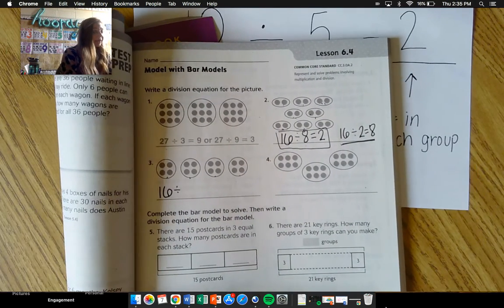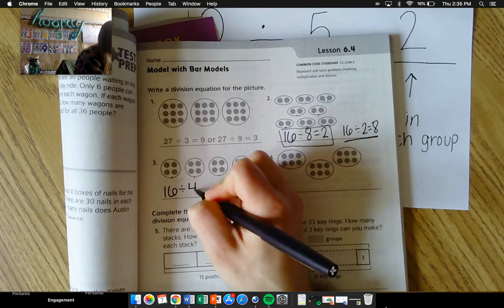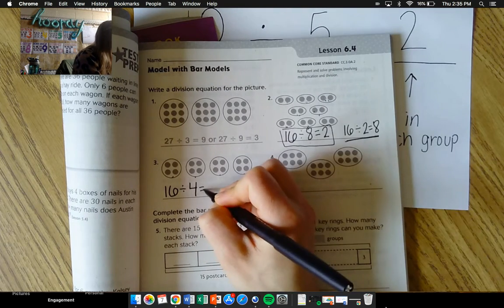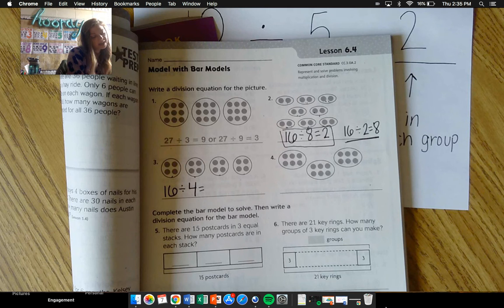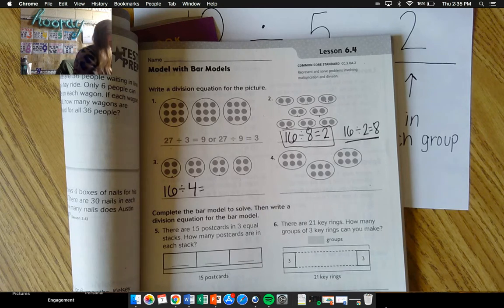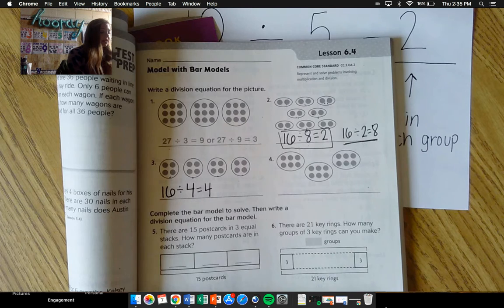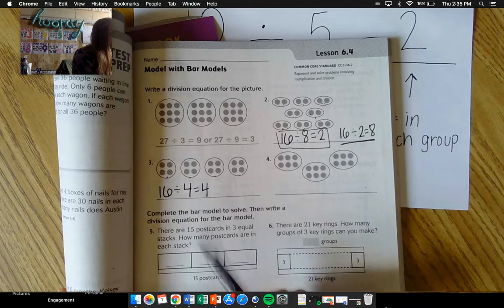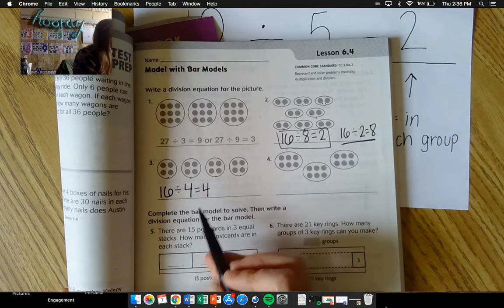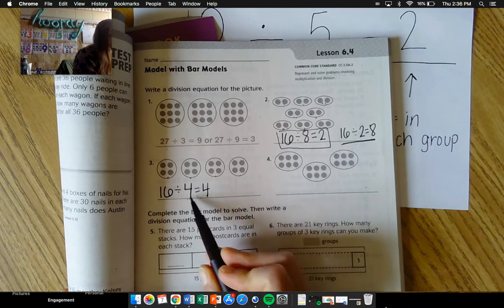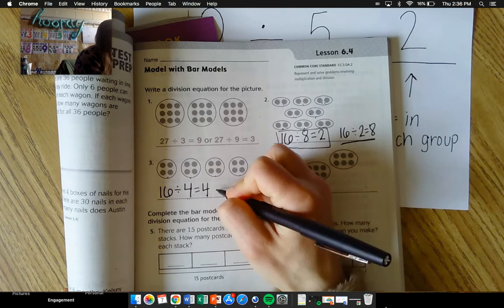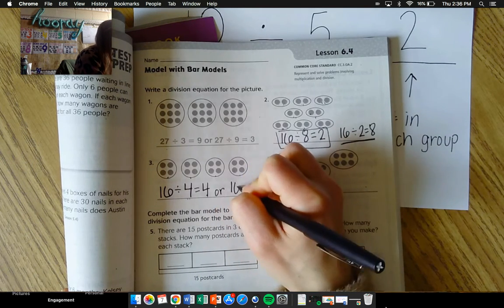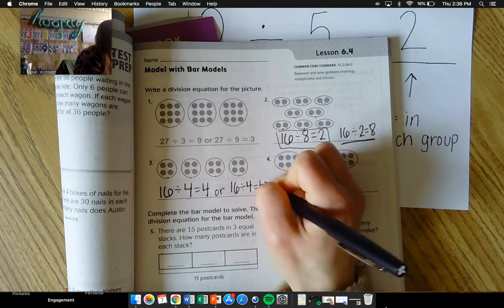If you're thinking 4, you are correct. 16 divided by 4 equals the number in each group. How many are in each group? There's 4 objects in each group, right? 16 divided by 4 equals 4 is the division equation that this picture shows. If we wanted to flip-flop it, it would really be the same thing because both of these numbers are 4, right? 4 times 4 is 16. But we could still say 16 divided by 4 equals 4.